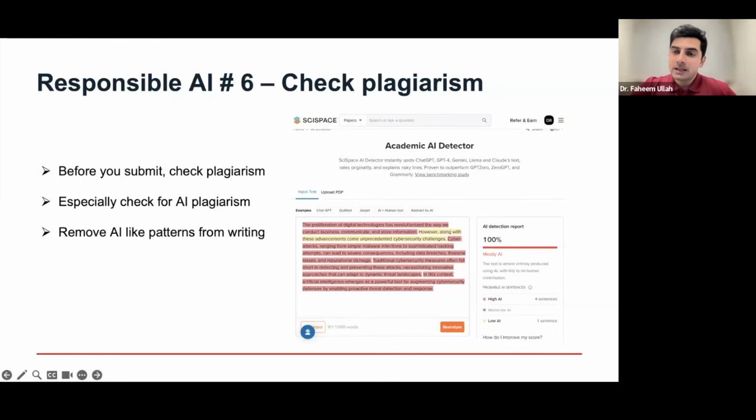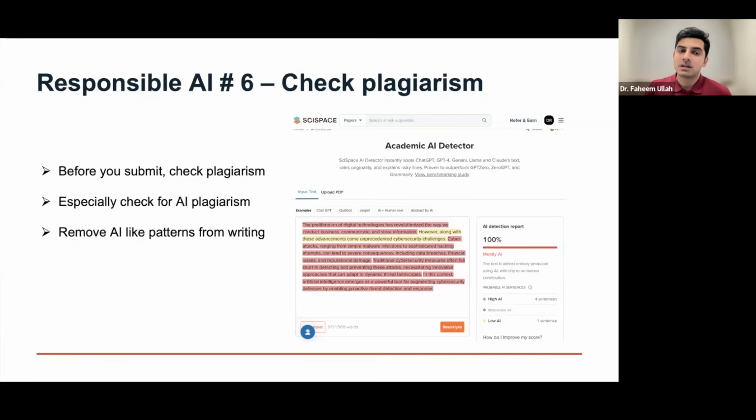The sixth point is about checking for plagiarism. I already gave you my own example that it happened to me. Here, the point is not only about plagiarism but AI plagiarism. So it's always good to check your paper before submitting it to a journal, and see whether there is any AI-detected, AI-written text or not.